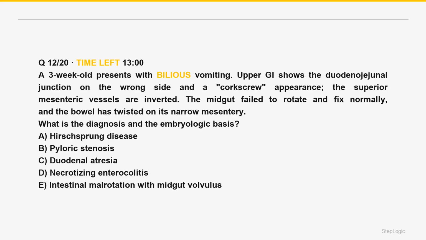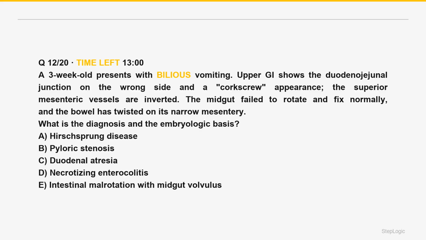What is the diagnosis and the embryologic basis? A 3-week-old presents with bilious vomiting. Upper GI shows the duodenojejunal junction on the wrong side and a corkscrew appearance. The superior mesenteric vessels are inverted. The midgut failed to rotate and fix normally, and the bowel has twisted on its narrow mesentery.